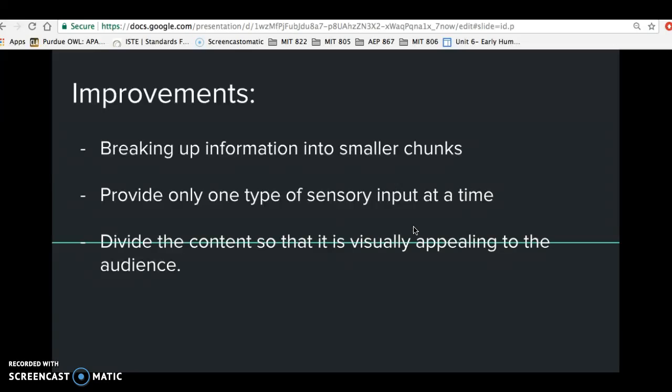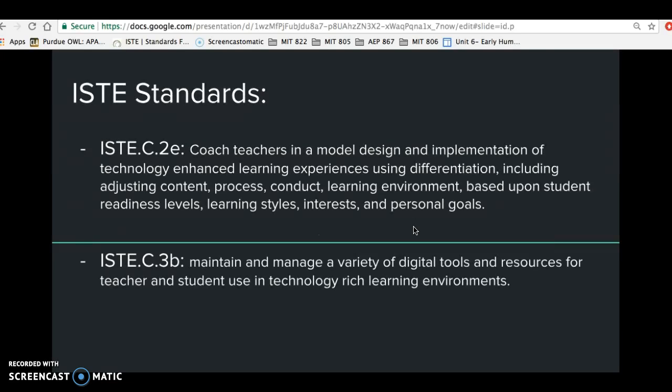Things that could help: breaking up information into small chunks, provide only one type of sensory input at a time. So I'm only providing the video, or I'm only talking, or I am only giving them time to look at the diagram. Divide the content so that it is visually appealing to the audience.